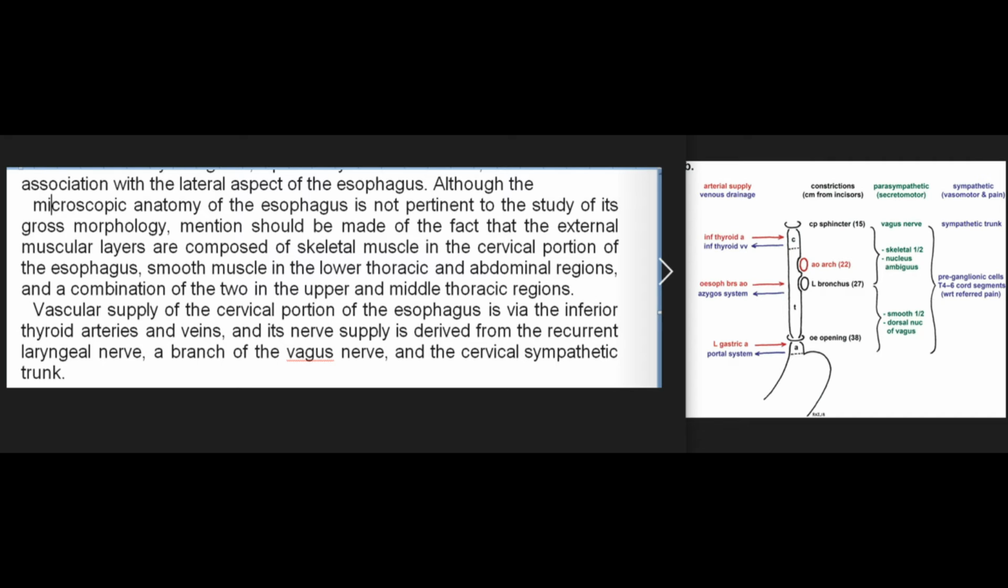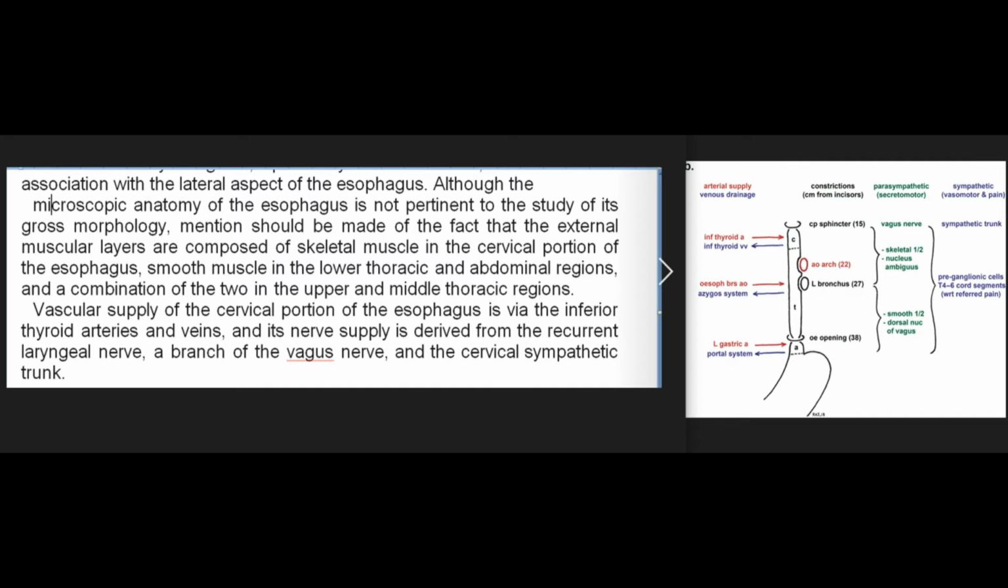Although the microscopic anatomy of the esophagus is not pertinent to the study of its gross morphology, mention should be made of the fact that the external muscular layers are composed of skeletal muscle in the cervical portion of the esophagus, smooth muscle in the lower thoracic and abdominal regions, and a combination of the two in the upper and middle thoracic regions. Vascular supply of the cervical portion of the esophagus is via the inferior thyroid arteries and veins, and its nerve supply is derived from the recurrent laryngeal nerve, a branch of the vagus nerve, and the cervical sympathetic trunk.